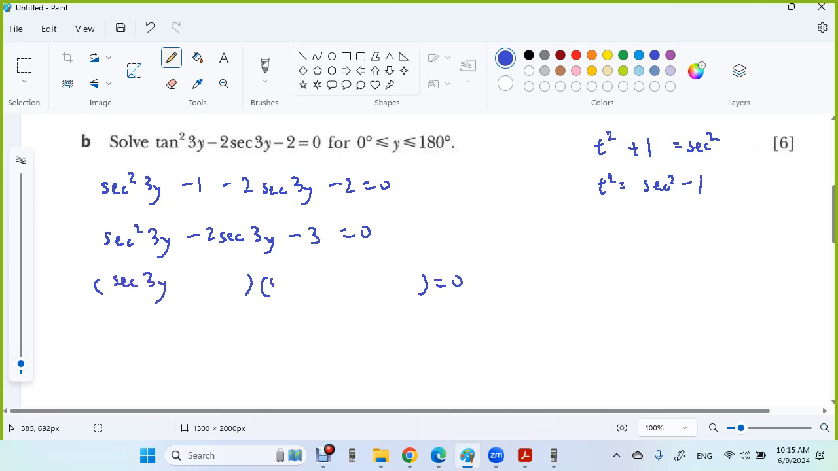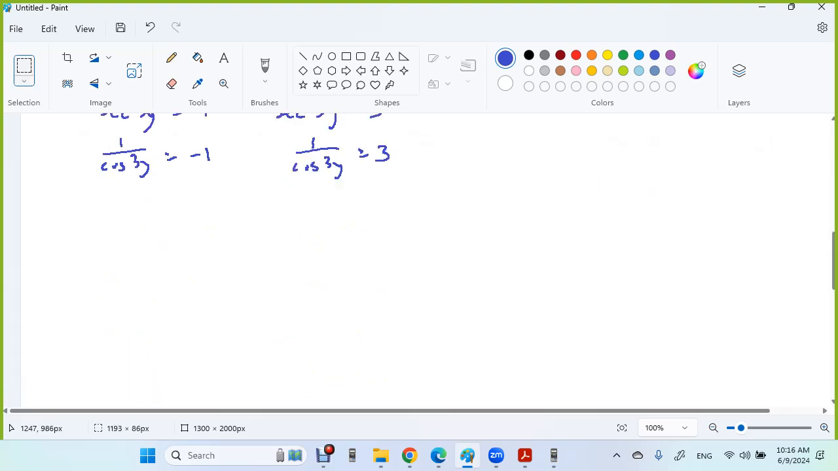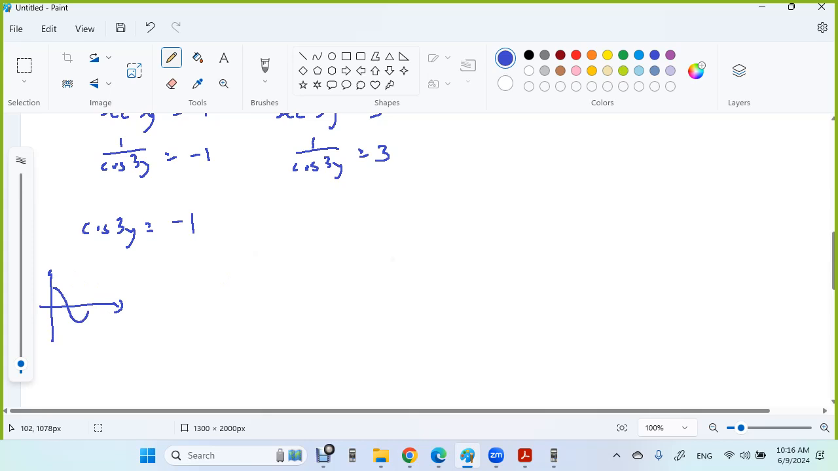Then we have secant 3y minus 3 and secant 3y plus 1. Then we have secant 3y equal to negative 1 and secant 3y equal to 3. Okay, then we have 1 over cos 3y equal to negative 1, and 1 over cos 3y equal to 3. Then we will have cos 3y equal to negative 1. Okay, so cos of 180 is negative 1. So we have 3y equal to 180 degrees.